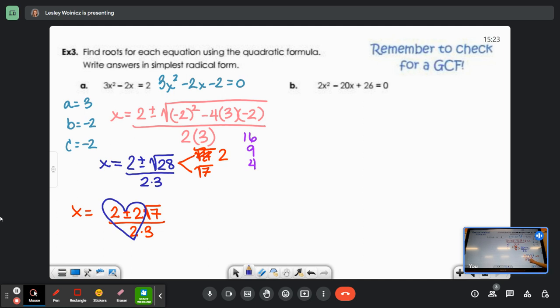So what is 2 divided by 2? 1. Okay, what's this 2 divided by 2? Also 1. Okay, we got rid of the 2. What's left in the denominator? 3. And that's the answer. Okay, a little bit more work than the last one, right? Questions about what we did?